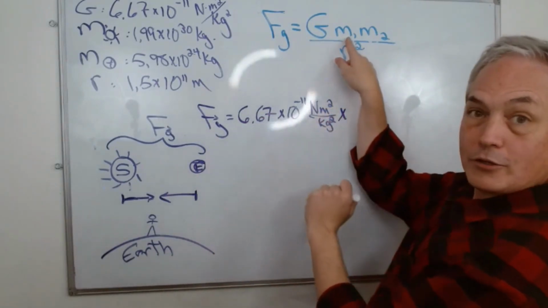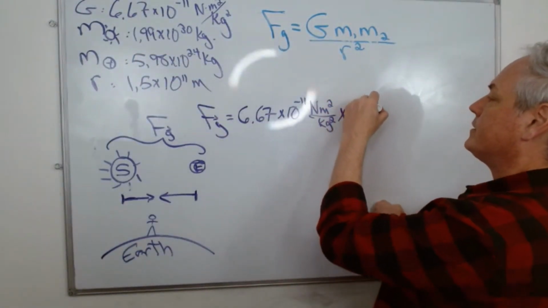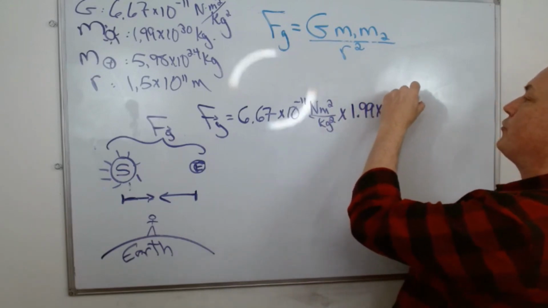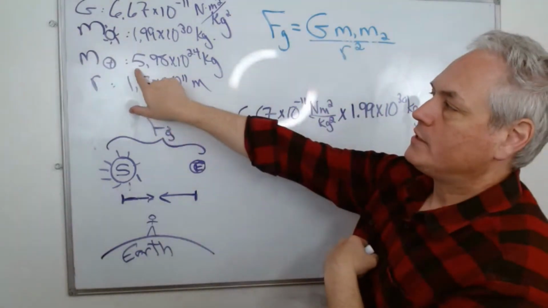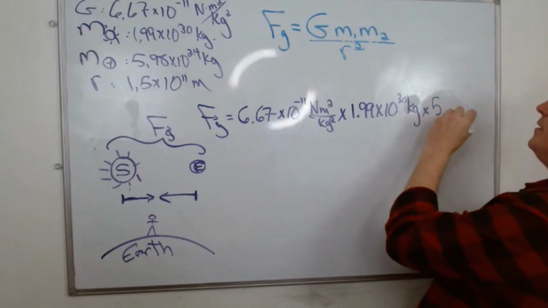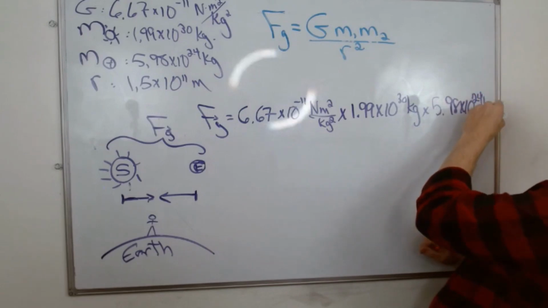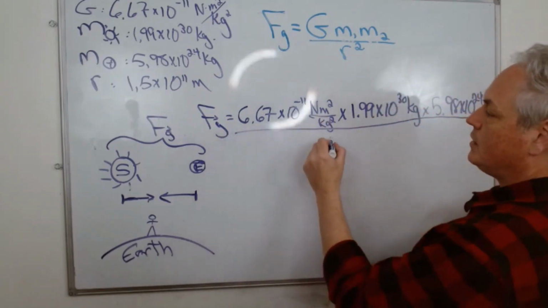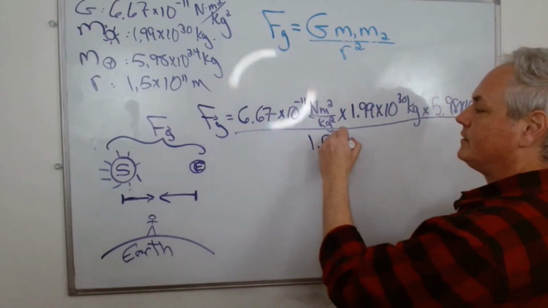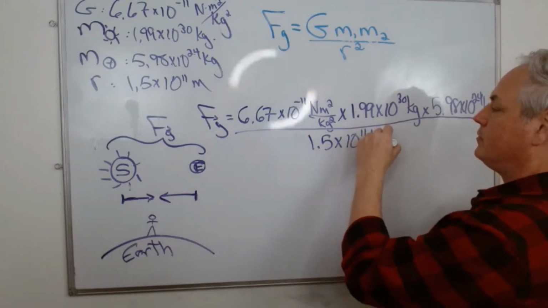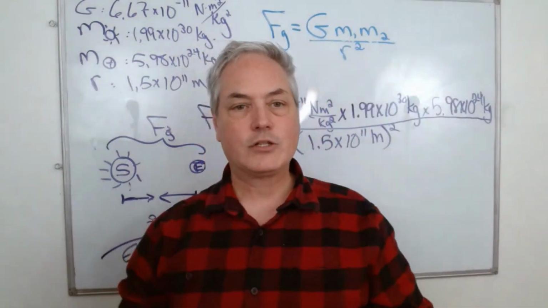We're going to multiply by the mass of the first object, so the mass of the sun, 1.99 times 10 to the power of 30 kilograms, times the mass of the other object, which is the mass of the earth, 5.98 times 10 to the 24 kilograms, over the radius between the two objects, which is 1.5 times 10 to the 11 meters, and this whole thing here is squared. So this is the information we have at this point.